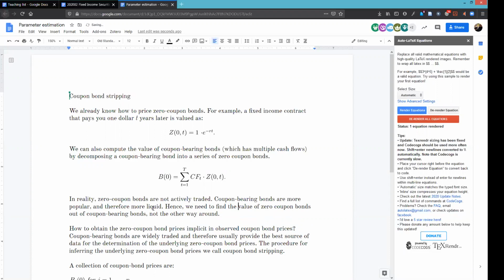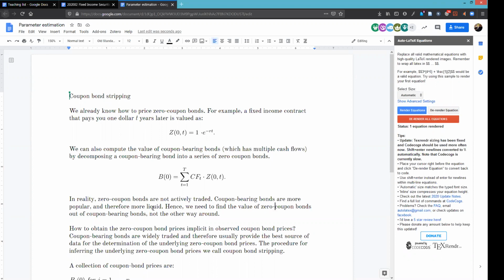So you know what I'm saying, right? Theoretically, we know how to calculate zero coupon bonds, and a coupon bearing bond is a series of zero coupon bonds. So like Lego blocks, we can combine zero coupon bonds to calculate coupon bearing bond prices. But in reality, zero coupon bonds are not that actively traded. The liquidity is far lower than coupon bearing bonds.